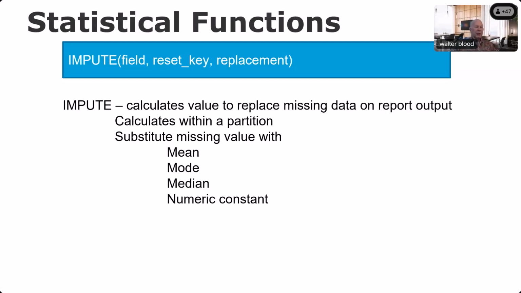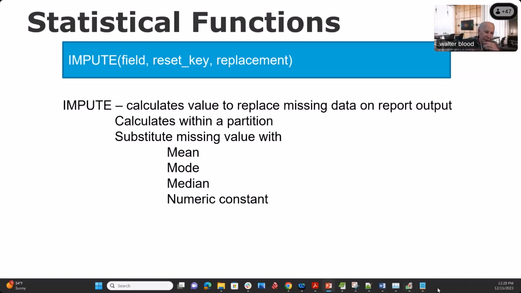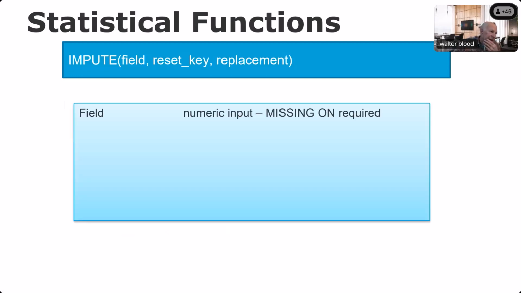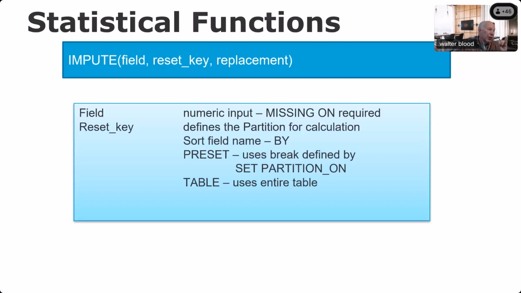Well, you can substitute using a missing value, and we can use the mean, the mode, the median, or even a numeric constant if we want. We can use this with print and list at a detail level, and we can use it with calculated values. Now, my impute expression requires 3 things. The field I'm going to be working with, obviously, and this has to have missing on. If it doesn't have missing on, nothing's going to happen.